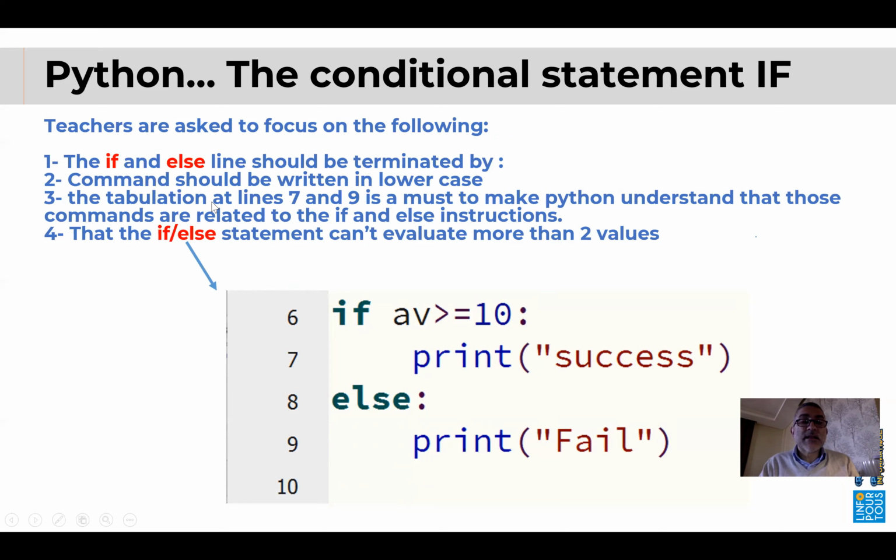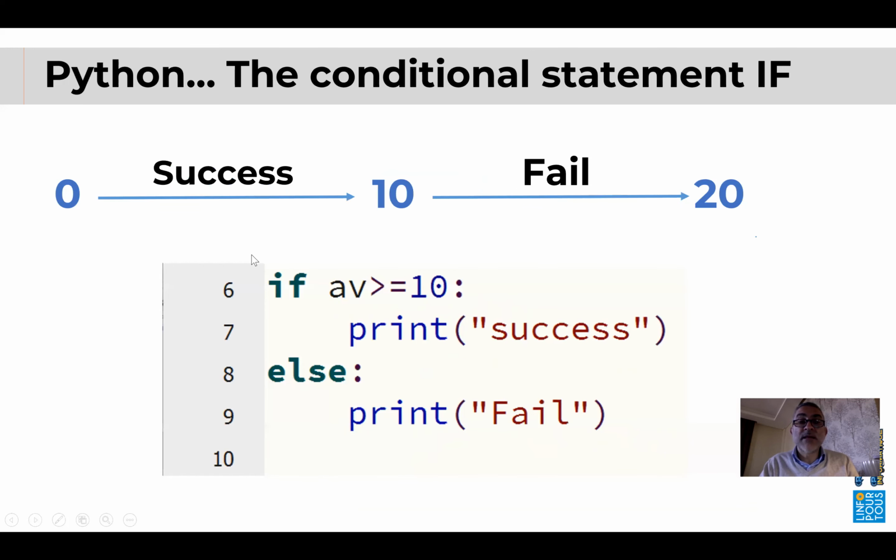The tabulation at lines 7 and 9 is a must to make Python understand that those commands are related to the if and else instructions, and that the if else statement can't evaluate more than 2 values. Here I mean that if you write if average greater than 10 with the else, only two sections are done, which means from 0 to 10 success and from 10 to 20 fail.